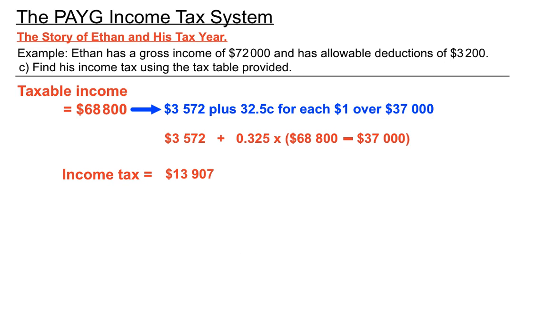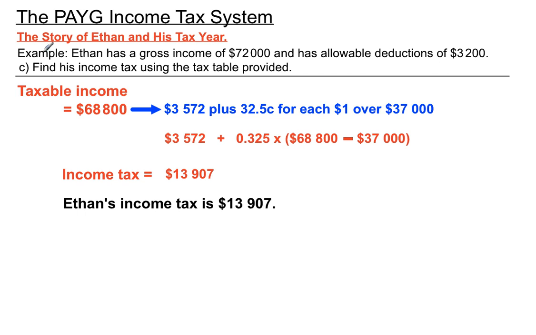So throwing all that into your calculator, if you do that carefully and put brackets around where you're supposed to put brackets, you'll get an income tax calculation that indicates that Ethan has to pay income tax of $13,907. And we were asked in sentence form, so we'll answer in sentence form. Ethan's income tax is $13,907. So we've used the tax table to find that out.